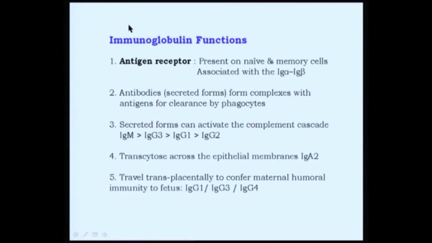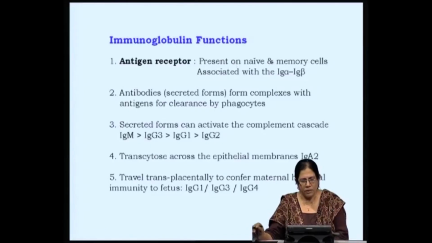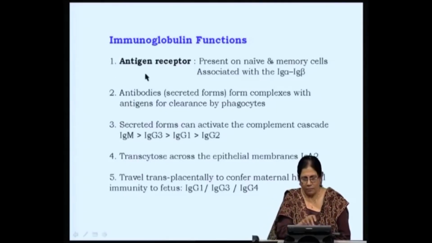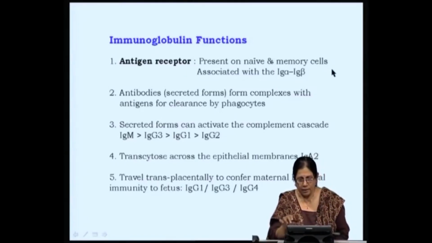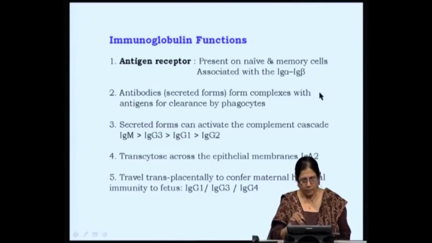Now, we have talked about the structure of the immunoglobulins. What are their functions? Since we have been discussing so much with respect to antigen binding and specificity, obviously that should be the first on the list. And let us begin with the molecule as it is made as a cell surface receptor. Immunoglobulins are antigen receptors. They are present on naive and memory cells, and they are associated with immunoglobulin alpha, immunoglobulin beta for signaling. Now, this signaling can happen only because the antigen receptor can bind very specifically to the cognate epitope on any antigen.